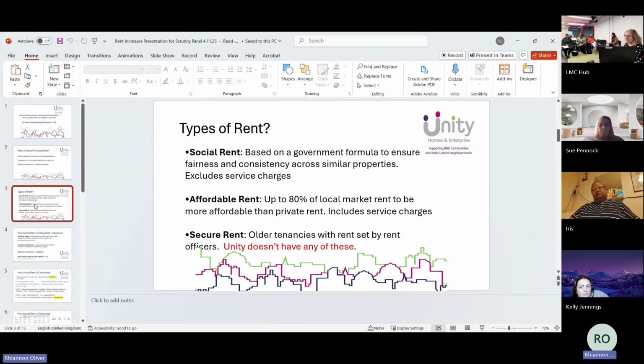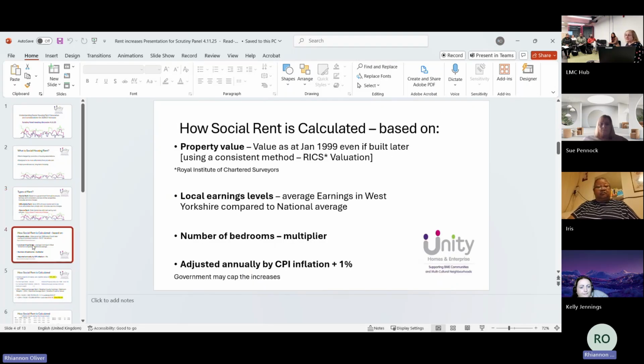Whereas the social rent, and I'll just come on to just how different it is. The social rent is based on, and again, this is a really old system. So this all came in 2000. This was when rent convergence started. So even now, today, the property value is valued as at what it would have been in 1999. What the earnings were in 1999, what the bedrooms multiplier is, and then it gets inflated every year by inflation.